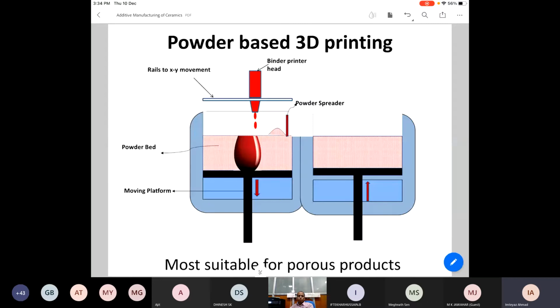Now, powder-based 3D printing that we talk about, which is applicable to ceramic materials, is a schematic I have put in this particular slide. And I'm pretty sure you have seen this before. So what you actually do is you have a base.